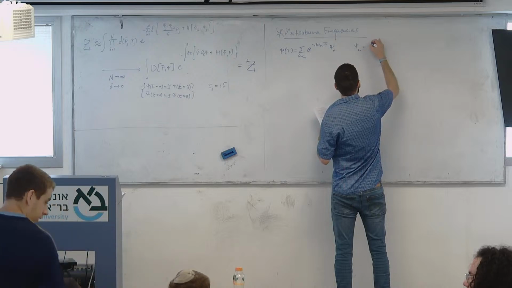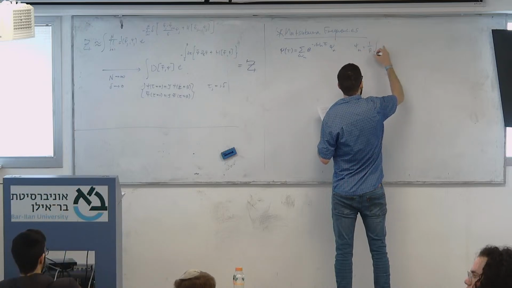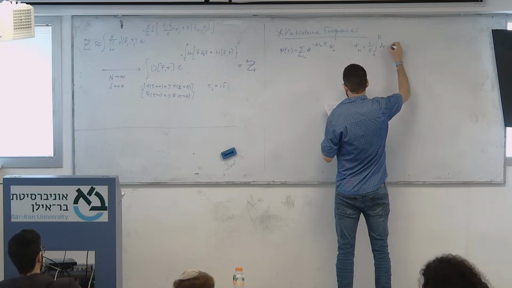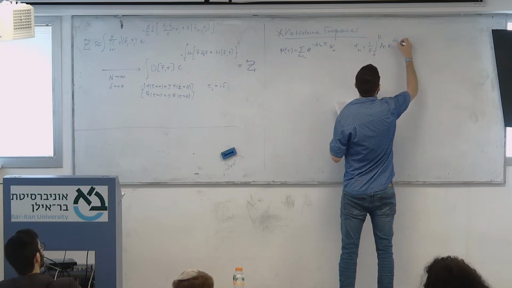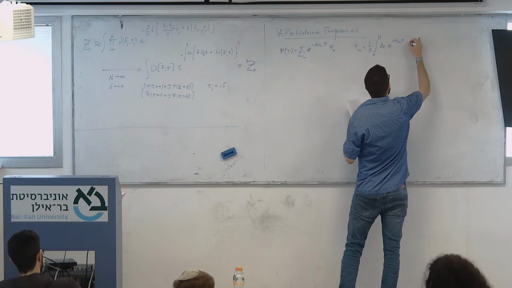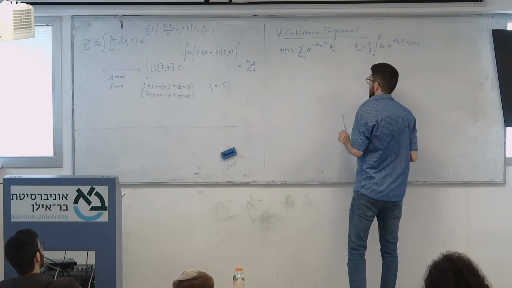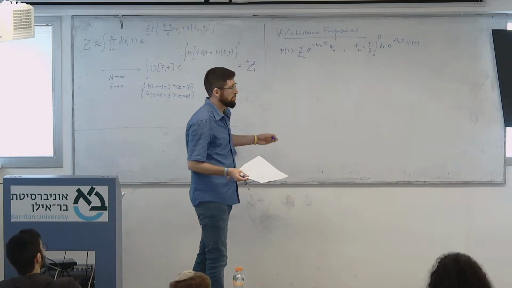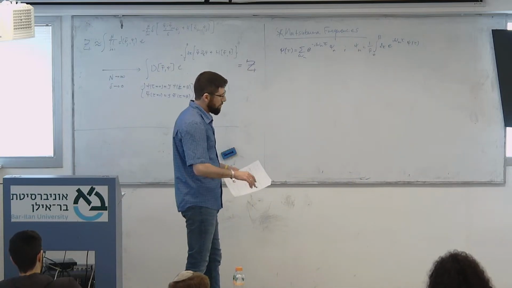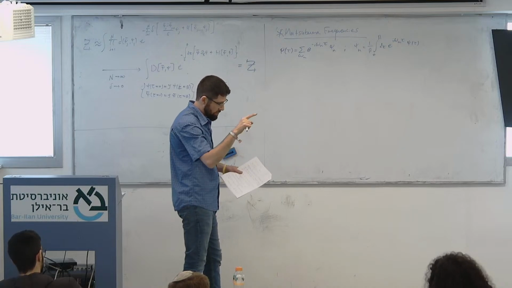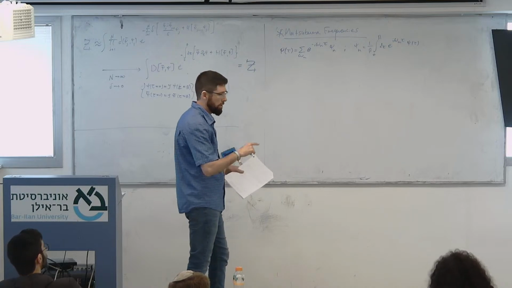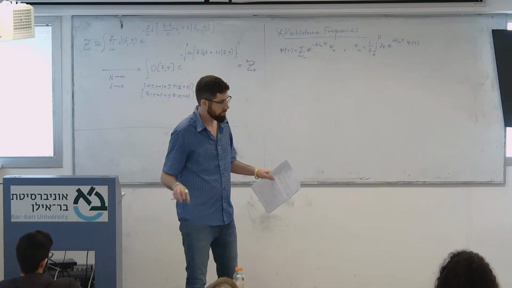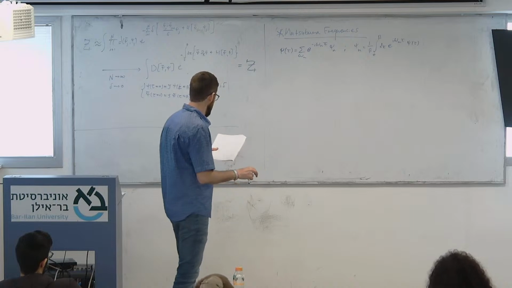And the equivalent is that psi n is 1 over beta, integral 0 to beta d tau e to the i omega n tau, psi of tau. The only reason this is worth noting, because it's quite trivial, is that remember these fields live on the circumference of some cylinder.